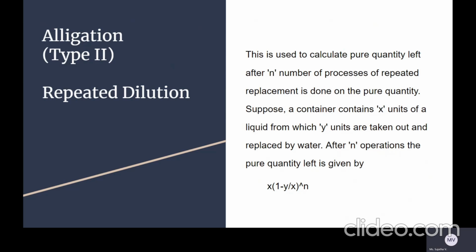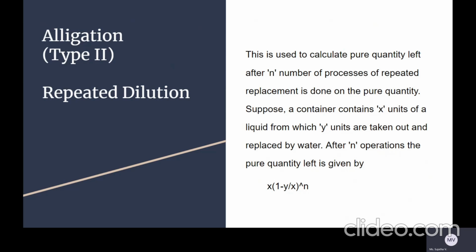Totally, this operation is done n times. Y units is being taken out and then it is replaced with water. Again it's taken out, again it's replaced with water, and this is being done n times. Then how much pure quantity is now left in the vessel after n operations? Right now the vessel is completely full, but it is filled with a mixture. How much pure liquid is left?